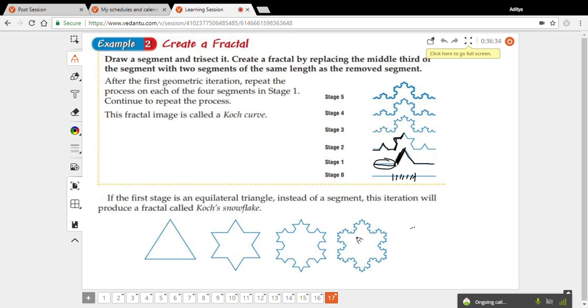Okay, let me just think. So I feel like if it's never ending, at the very end, it will look like a circle only.